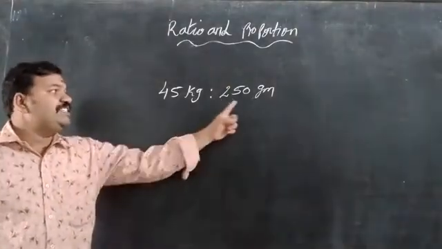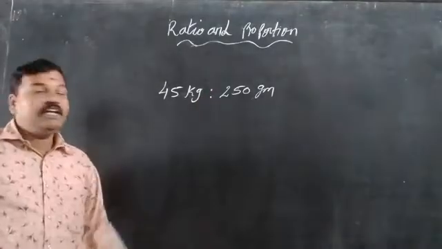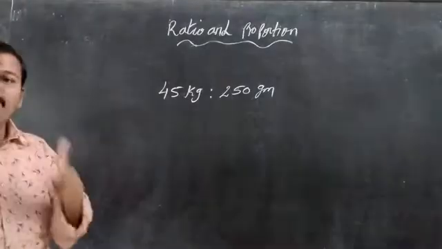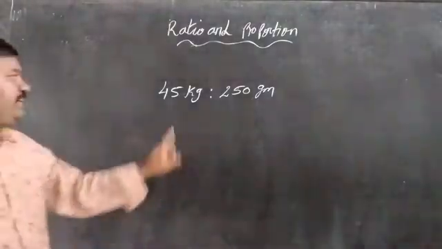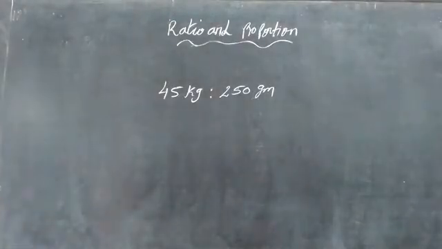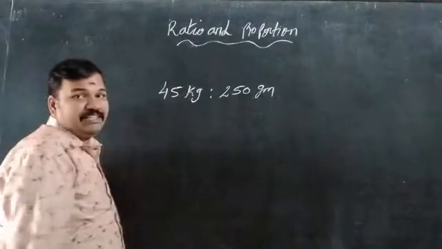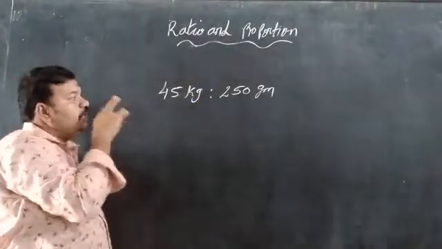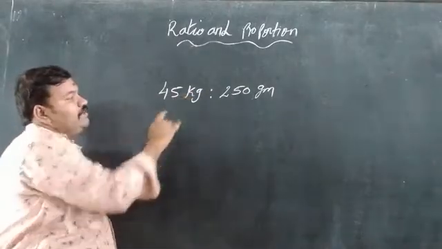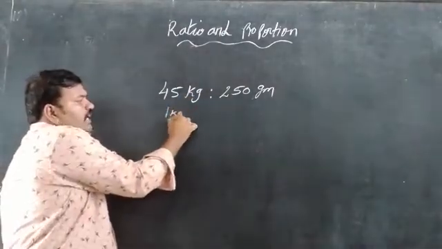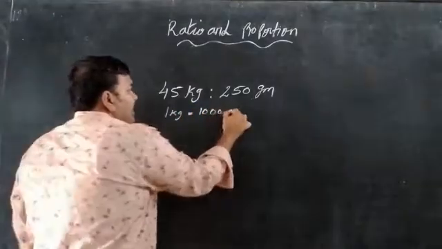So 45 kgs and 250 grams. Both must be in the same unit, then only we can form the ratio. A ratio means comparison of two quantities of the same kind and same unit by dividing one with the other. This is called the antecedent. This is called the consequent. Here 45 kgs and grams are given. We know 1 kg means 1000 grams.